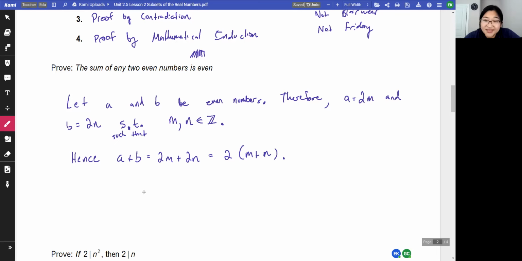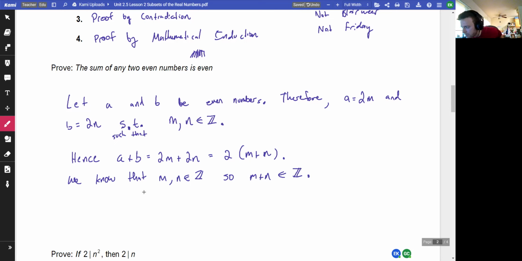And then we know that M plus N, since those are both integers, is an integer, because integers add up to other integers. Do you like my sentence? Do I need to add anything? That looks great. We know that M and N are integers, so M plus N is contained in the integers. But we know that this is an integer. So how can we finish this? Therefore, the sum of any 2 even numbers is even.